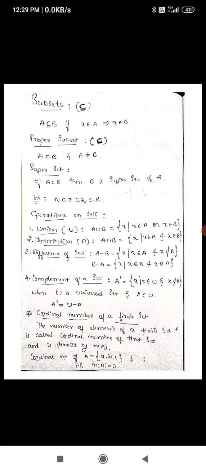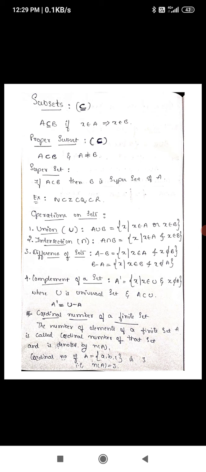Next, let us see operations on sets. First one, union of two sets. Union of two sets A and B is given by A union B is equal to the set of all x where x belongs to A or x belongs to B. Union is nothing but combination. Combination of A and B gives the union of A and B.